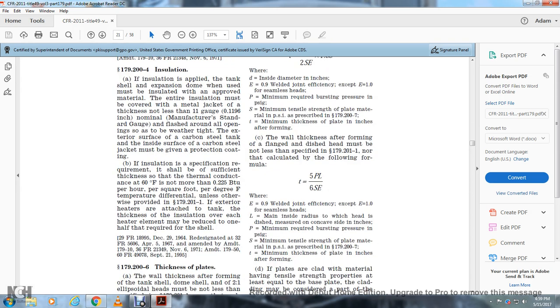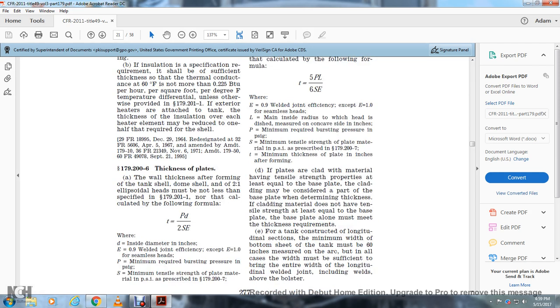C, the wall thickness after forming of a flanged and dished head must be not less than specified in 179.201, nor less than calculated with the following formula. T equals 5PL over 6SE. E is 9/10 of the welded joint efficiency, except 1.0 for seamless heads. L means the main inside radius to which the head is dished, measured on the concave side in inches. P, minimum required bursting pressure in PSI gauge. S, minimum tensile strength of the plate material in PSI as prescribed in 179.207. And T, minimum thickness of the plate in inches after forming.